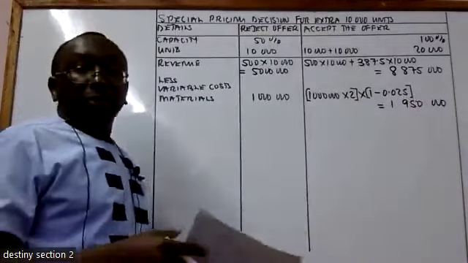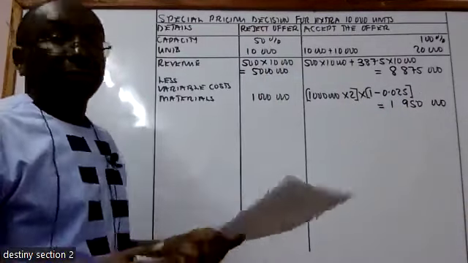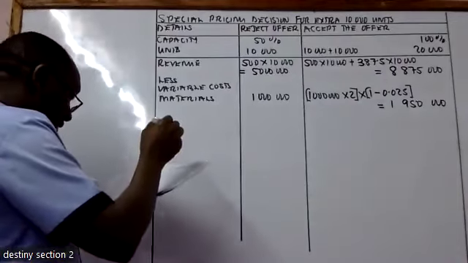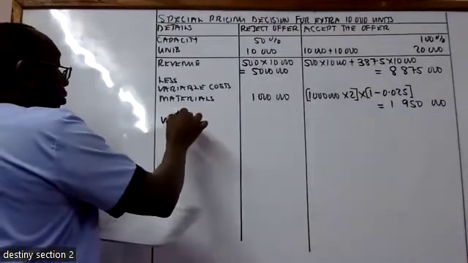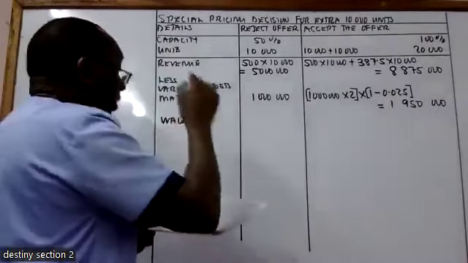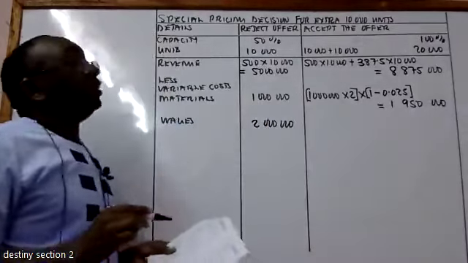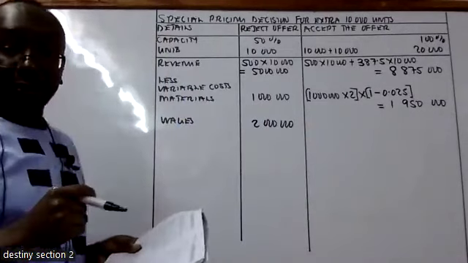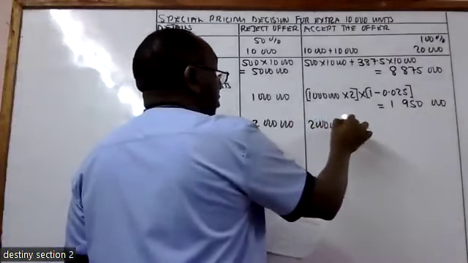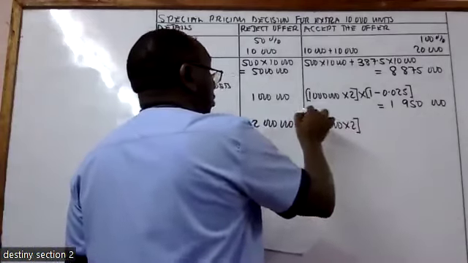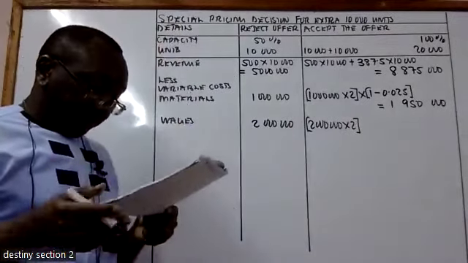Okay, good. So the answer that has been given is 1950. Let's do the same with the wages. So for the wages, again, you just copy as it is given, 2 million. If you reject the offer, it remains 2 million. But if you accept, it is going to be 2 million times 2, for 10,000, for 20,000 units.